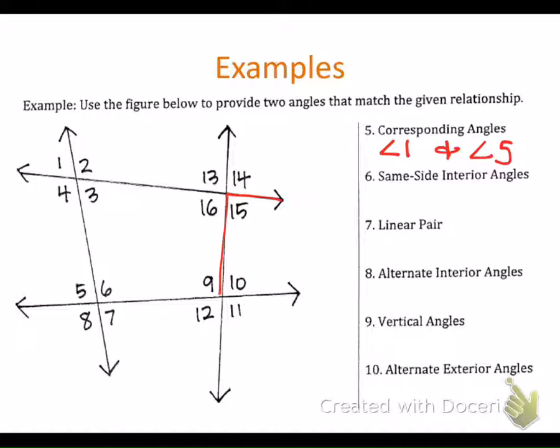15 and 10. Yep, they're on the same side, and they're inside the two lines. So angles 15 and 10. What's another pair? 16 and 9, good. Mike said 5 and 4. What's another one? 12 and 7. That is a pair, yeah. 6 and 9, 3 and 16, 2 and 13, yeah.